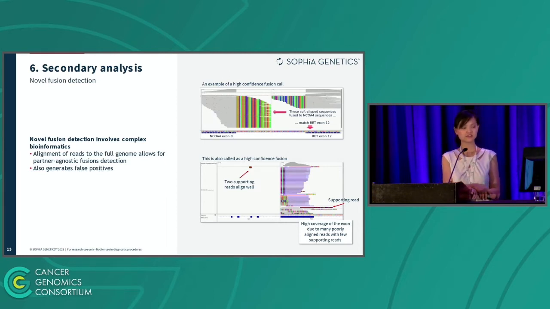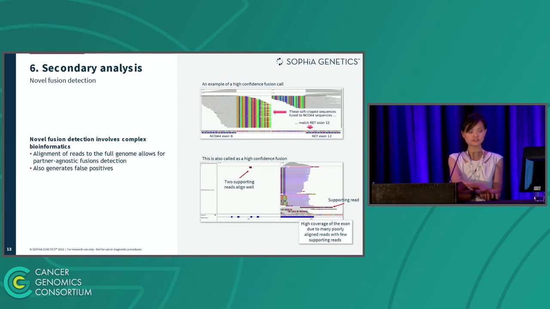This concept is illustrated in the first IGV screenshot on top, which is an example of a high confidence fusion call. So you see a portion of the read that perfectly matches to, for example, NCOA4 exon 8, flanked by soft clip sequences. If we blasted that soft clip sequence, it would match RET exon 12. And then when you go to RET exon 12, you see a corresponding pattern of a portion that maps perfectly in soft clip reads. So this would be a typical pattern and amount of coverage that would represent a true fusion.